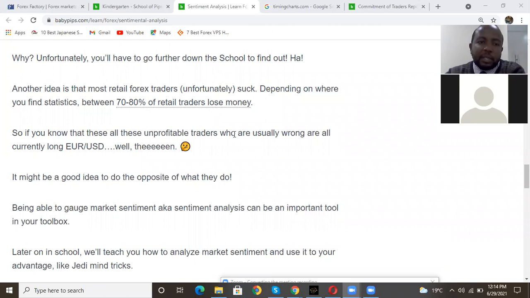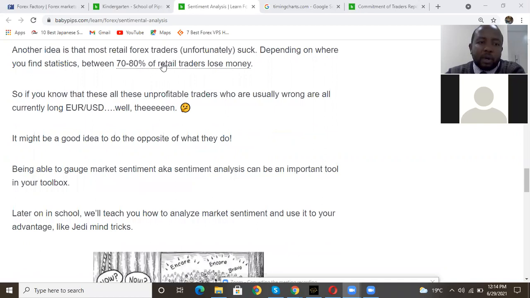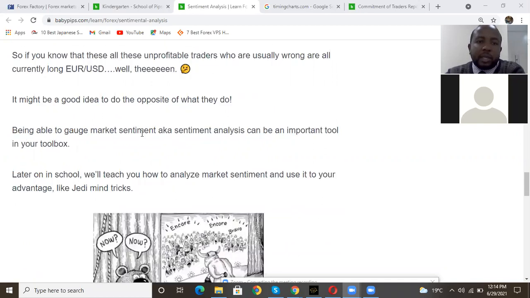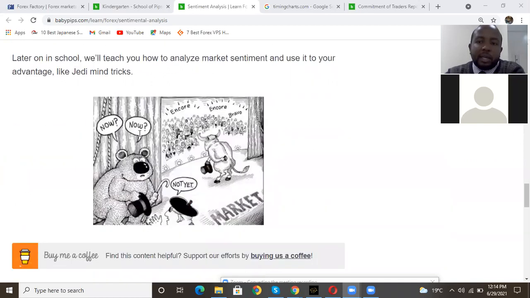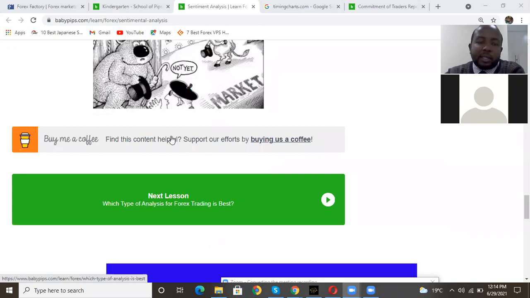So if you know that these are unprofitable traders who are usually currently long, why would you be looking at these statistics, or at what they are saying? So anyway, let's go and find out which one is best.